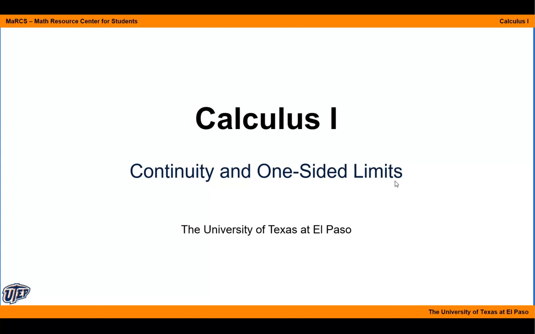Welcome back to Calculus 1. In the previous lesson, we used the properties of limits to evaluate limits analytically. We saw that direct substitution works for many familiar functions, and we learned several methods for handling the indeterminate form 0 over 0. In this lesson, we will give a name to the property that makes direct substitution possible: continuity.